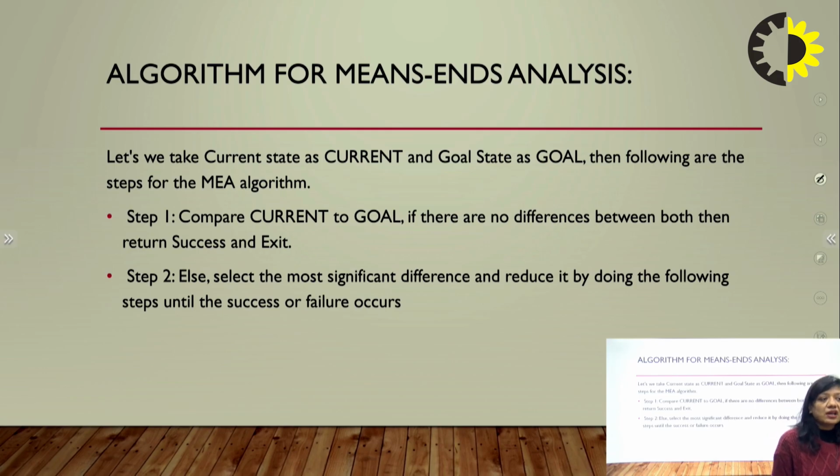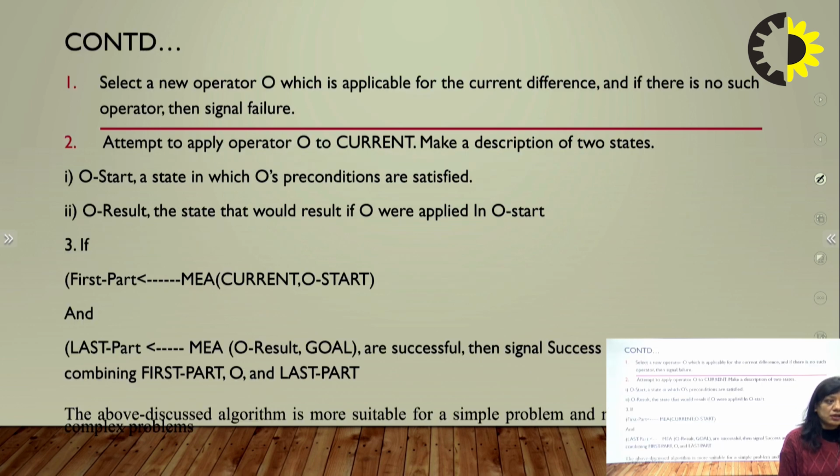So, let me take the current state as current and the goal state as goal. What would be the following steps? First, we have to compare current to goal. If there is no difference between both, then return success and exit from the algorithm. Else, select the most significant difference and reduce it by doing the following steps until success or failure occurs.